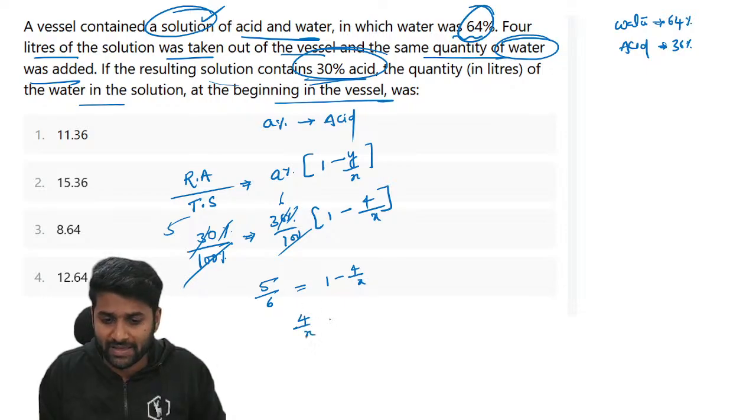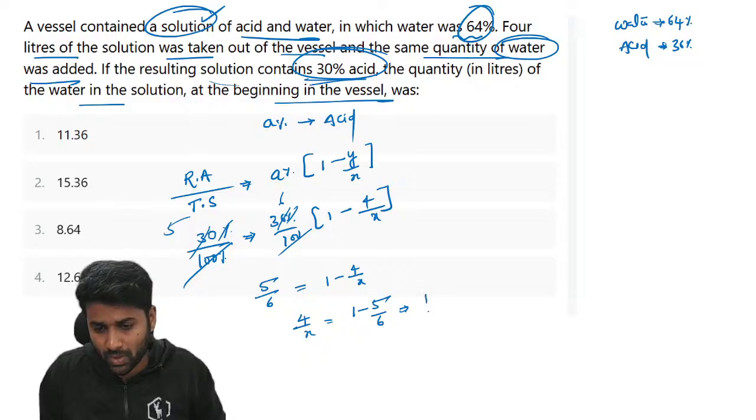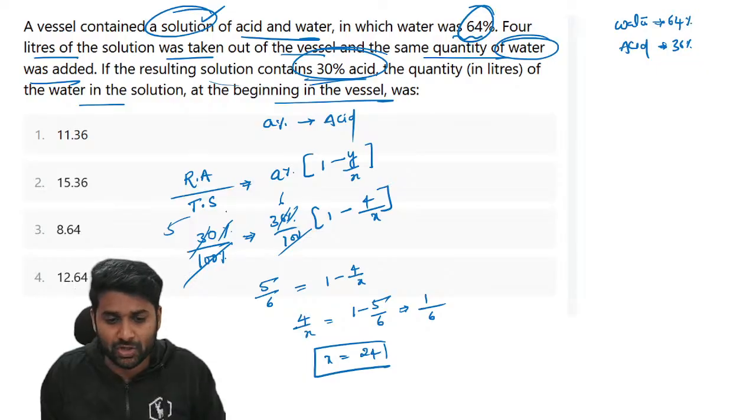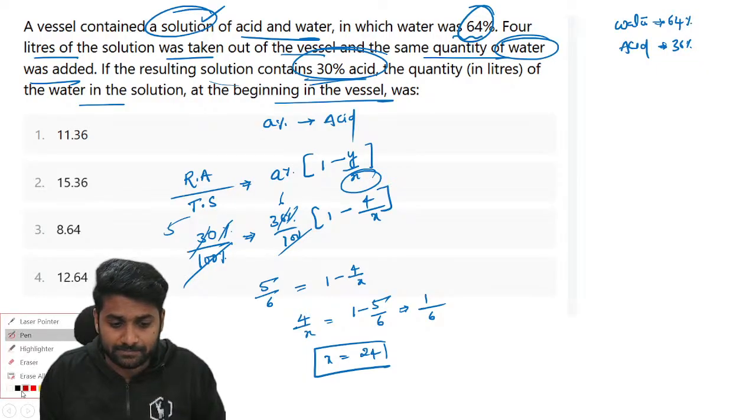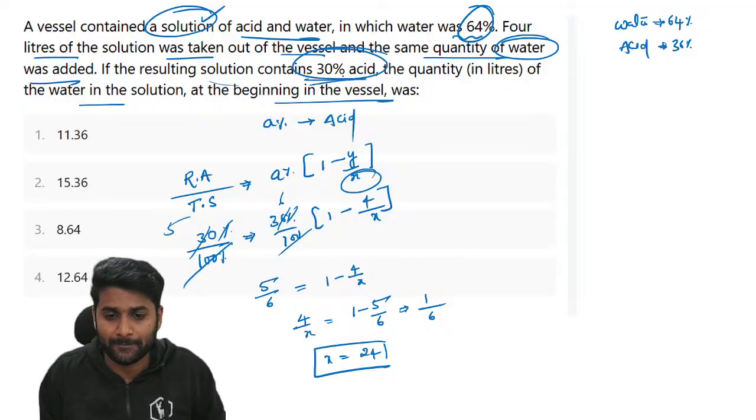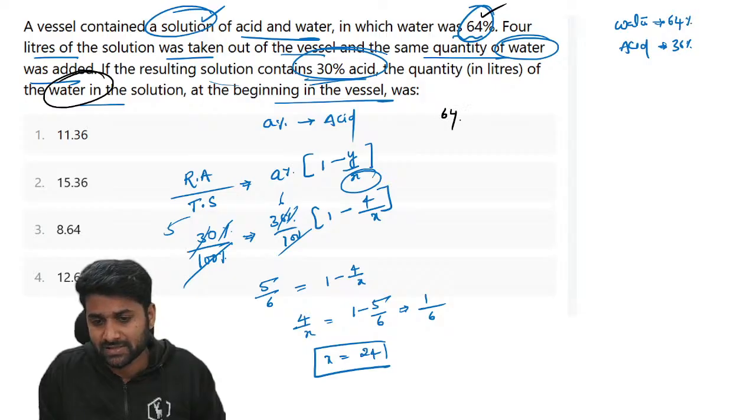So 4 by x is equal to 1 minus 5 by 6, which is 1 divided by 6. Now, what is the x value? X value is equal to 24. X is all about the total value. X is equal to total. Another question: in the beginning solution, how much water is available? You know that water is 64% of 24.